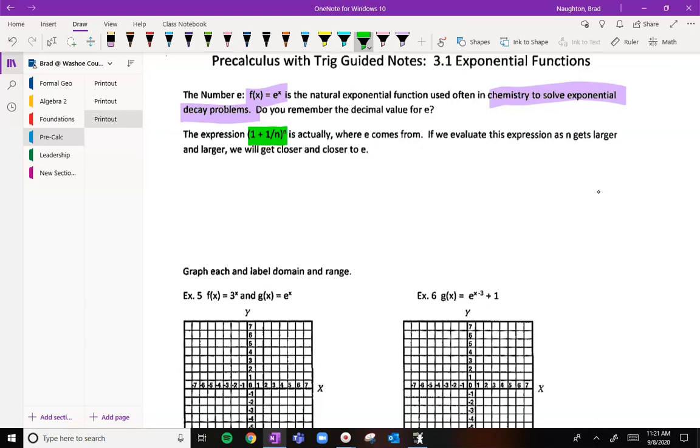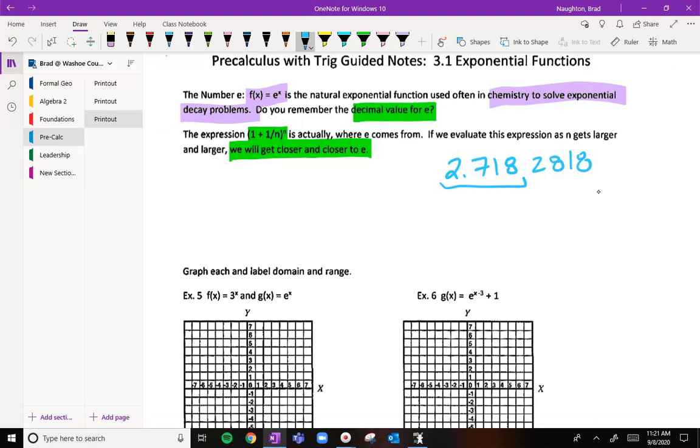Where e comes from is if you take that (1 + 1/n)^n, and we'll talk about that in just a hot second, and you put it in the calculator, what value does it approach? It will get closer and closer to this value of e. So do you remember what that decimal version was? Well, it's 2.718, which is usually where we stop. But then it keeps on going because it's kind of like pi. It goes on forever. So we're going to stop right here at this 2.718.